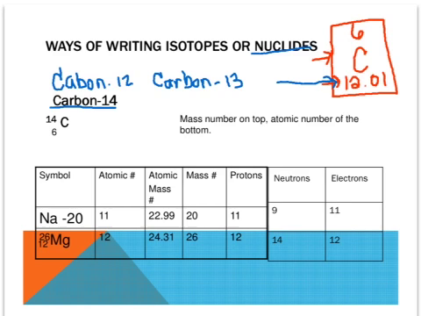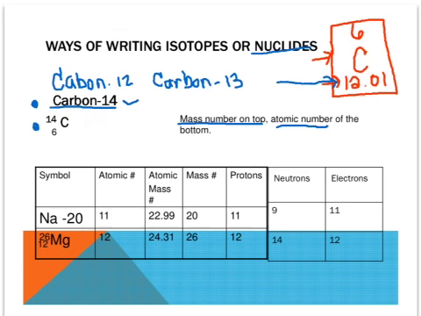There are two ways that you can write or indicate an isotope. One way is like this, where you put the mass number on top, and I have that notated right here. Mass number on top, and then the atomic number goes on the bottom. So that would be what carbon-14 would look like.